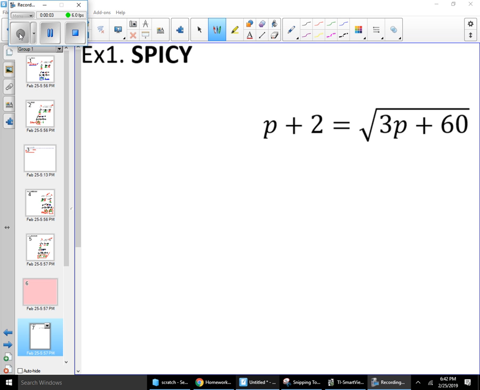Jumping into the last learning target of this section, note that we have a p plus 2 now on the left-hand side of this equation. I still need to square in order to get rid of the radical, but when I do, I'm squaring that entire side of the equation, the p plus 2. Keep in mind, squaring has meaning. When I am squaring something, that means to multiply it by itself.